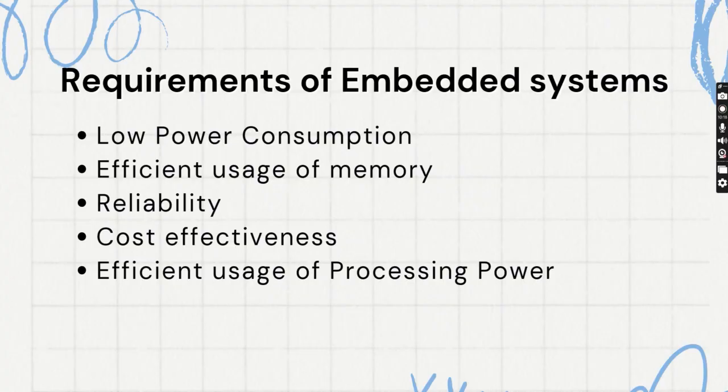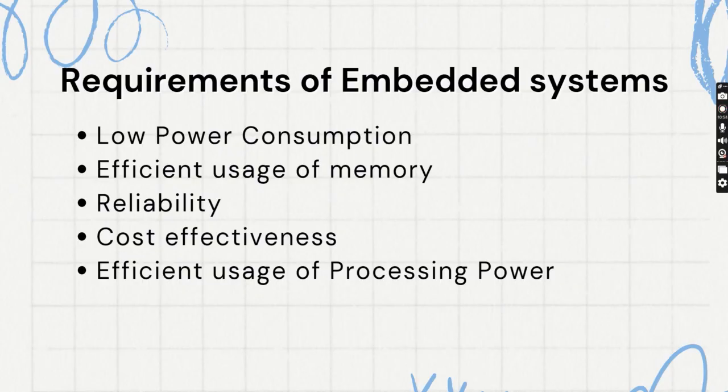Requirements for an embedded system. The first requirement is low power consumption. It should consume low power, because if it consumes high power, then the embedded system gets more heat, and it needs a bigger cooling system. The second thing is efficient usage of memory. We should have an embedded system which can utilize the memory in an efficient way. If it doesn't, then the RAM will get filled and the process will stop.